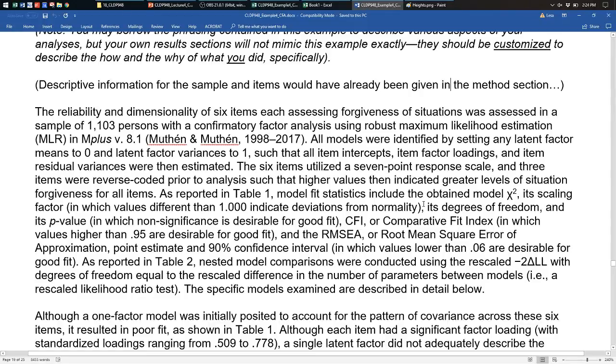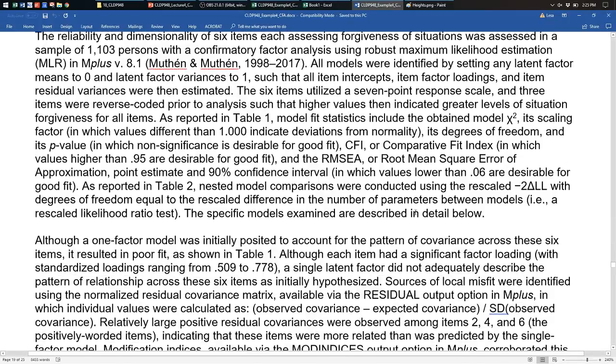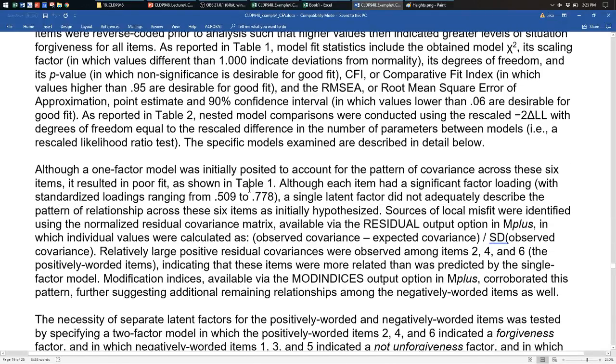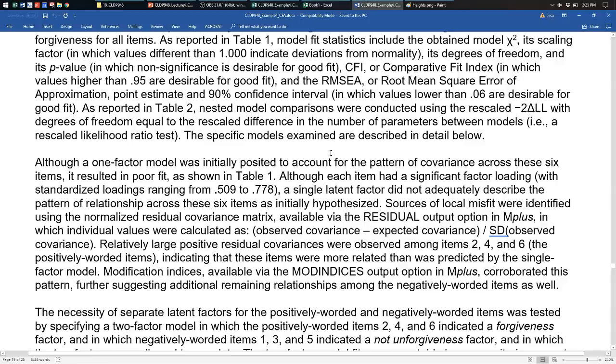In reporting these models, the results sections are highly formulaic. There's usually an opening paragraph that describes the model you picked and how you identified the model, as well as the standards by which you are judging model fit. And then, what model did you fit first? What happened? And then what did you do next?